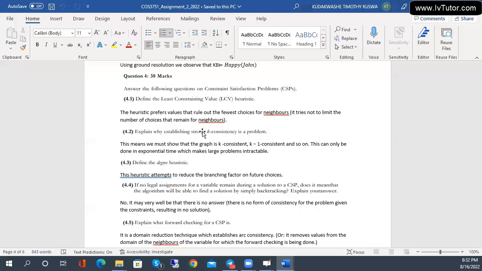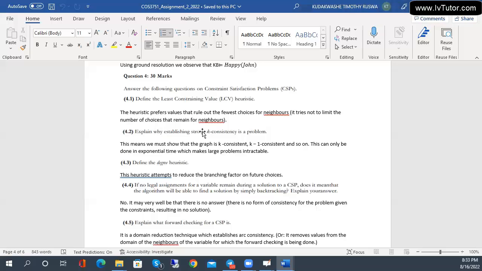Why? Because it becomes impossible to complete a search, because I have to prove K consistency, say for 1 million. So I have to do allocations for 999,999 variables to make sure that I have something for the 1 million node. So it makes it intractable. That's why it is difficult to have a strong K consistency.